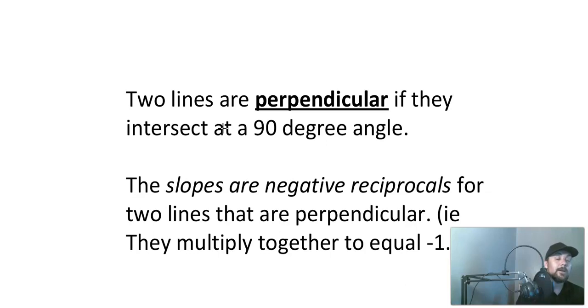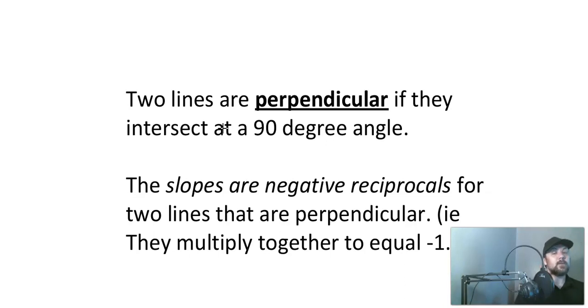For perpendicular, the slopes are negative reciprocals of one another, which means that if you multiply them together, you always get -1 if the lines are perpendicular. If you multiply the slopes together, you get -1. And that's a good way to double check, right? So if you want to know if two lines are perpendicular, take their two slopes, multiply them together, you should get -1 as an answer. If you don't get -1 when you multiply the slopes together, they're not perpendicular.